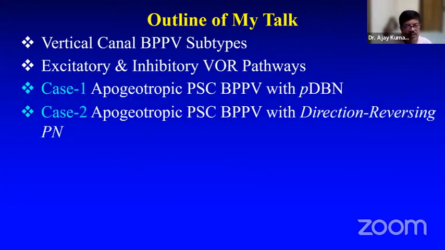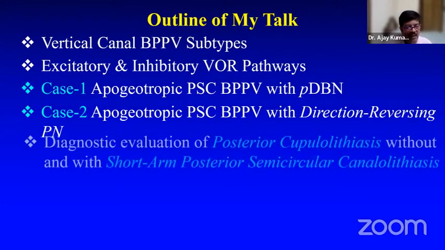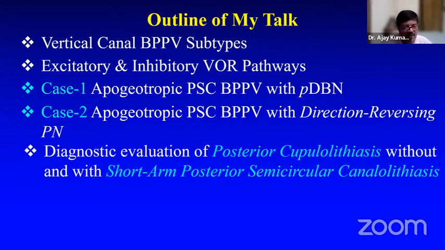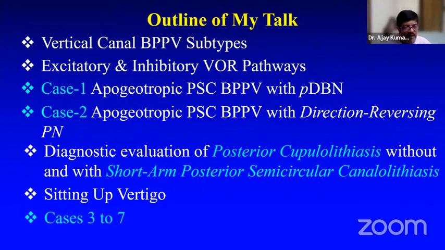Case 2, apogeotropic posterior semicircular canal BPPV with direction reversing positional nystagmus. Then I will discuss something about the diagnostic evaluation of posterior pupillolithiasis without and with short-arm posterior semicircular canalolithiasis, sitting vertigo, and then I will take cases 3 to 7 depending on the time.